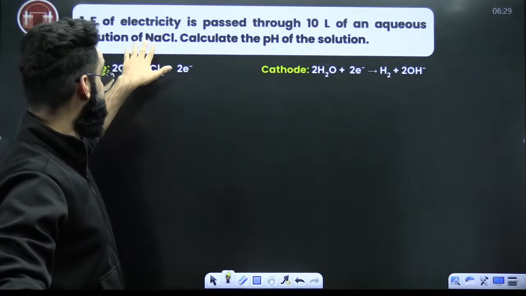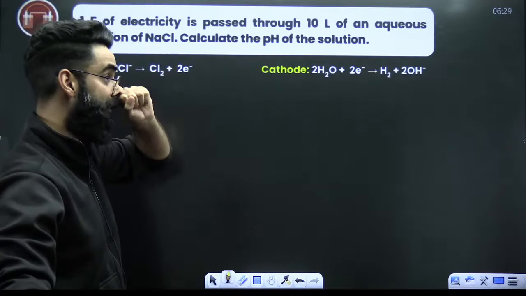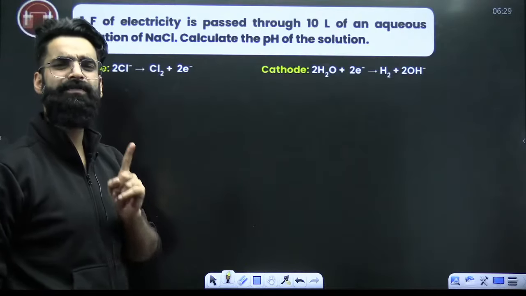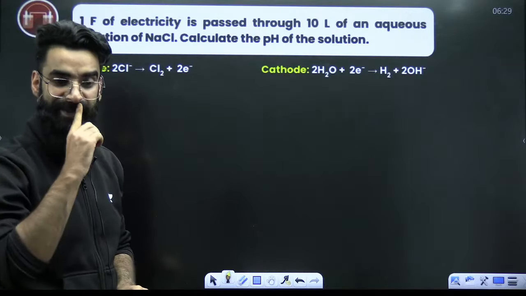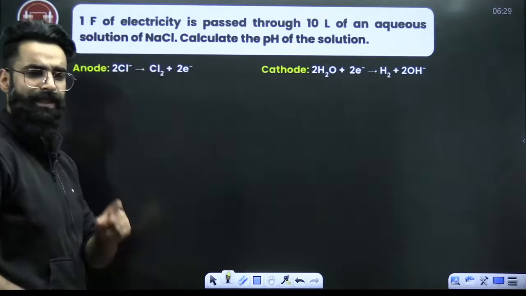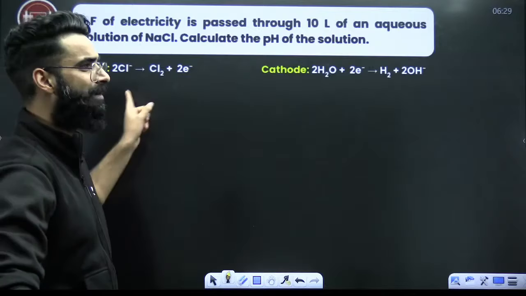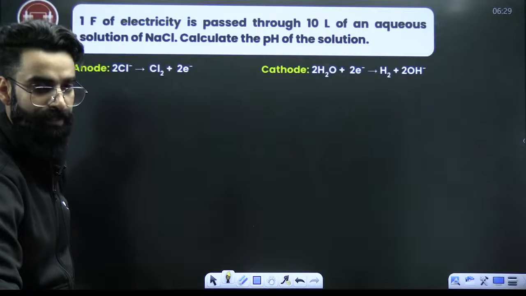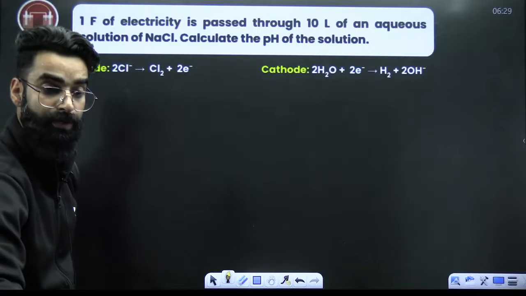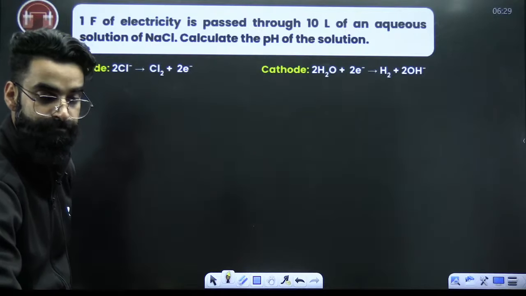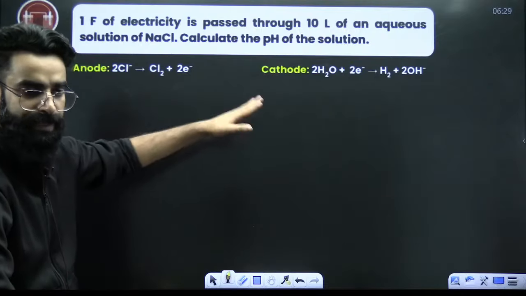And since you are doing the electrolysis of aqueous NaCl, what are we supposed to calculate? We are supposed to calculate the pH of the solution. My dear students, don't you remember the reactions at anode and cathode? Now, tell me one thing. Which reaction among the two should I consider to calculate the pH of the final solution after the electrolysis is done? Is it going to be the reaction at anode or cathode?